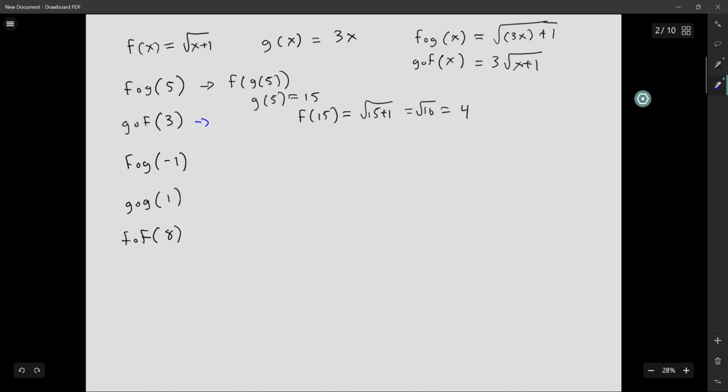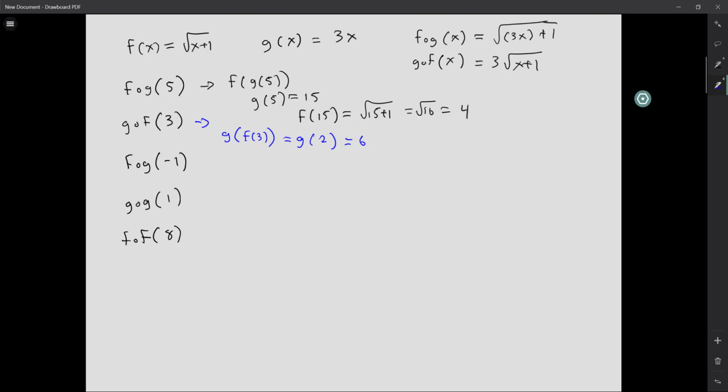So if I wanted g of f of 3, that's g of f of 3. But f of 3 is going to be square root of 4, which is 2. And g of 2 is going to be 3 times 2, which is 6. Which I think is a little bit easier than taking the extra steps to find the full composed function.